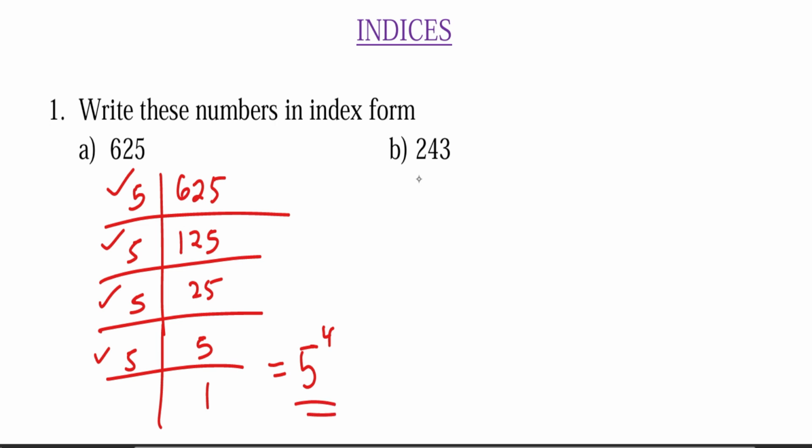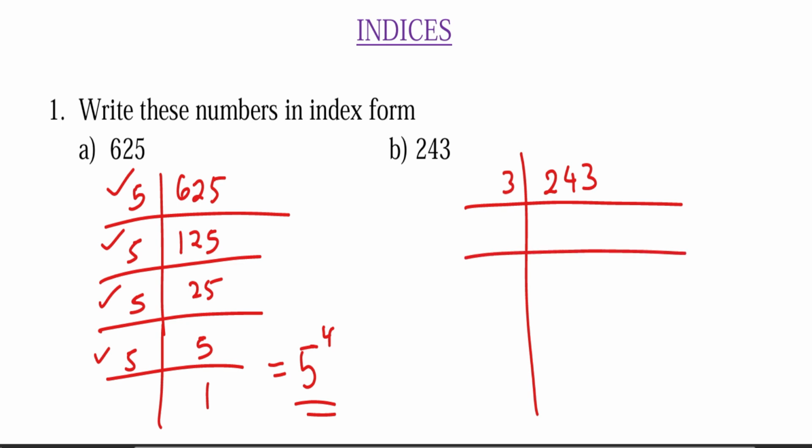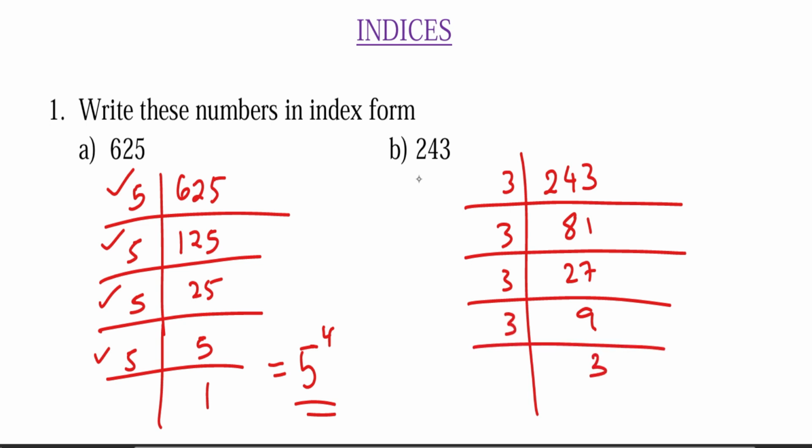Now let's try question B as well. For 243, the number you can divide it by is 3. So 243 divided by 3 is 81. 81 divided by 3 is 27. Divide by 3 again, giving you 9. Divide by 3, giving you 3. Then divide by 3, giving you 1. So this is 3 to the power of 5. A very easy question.